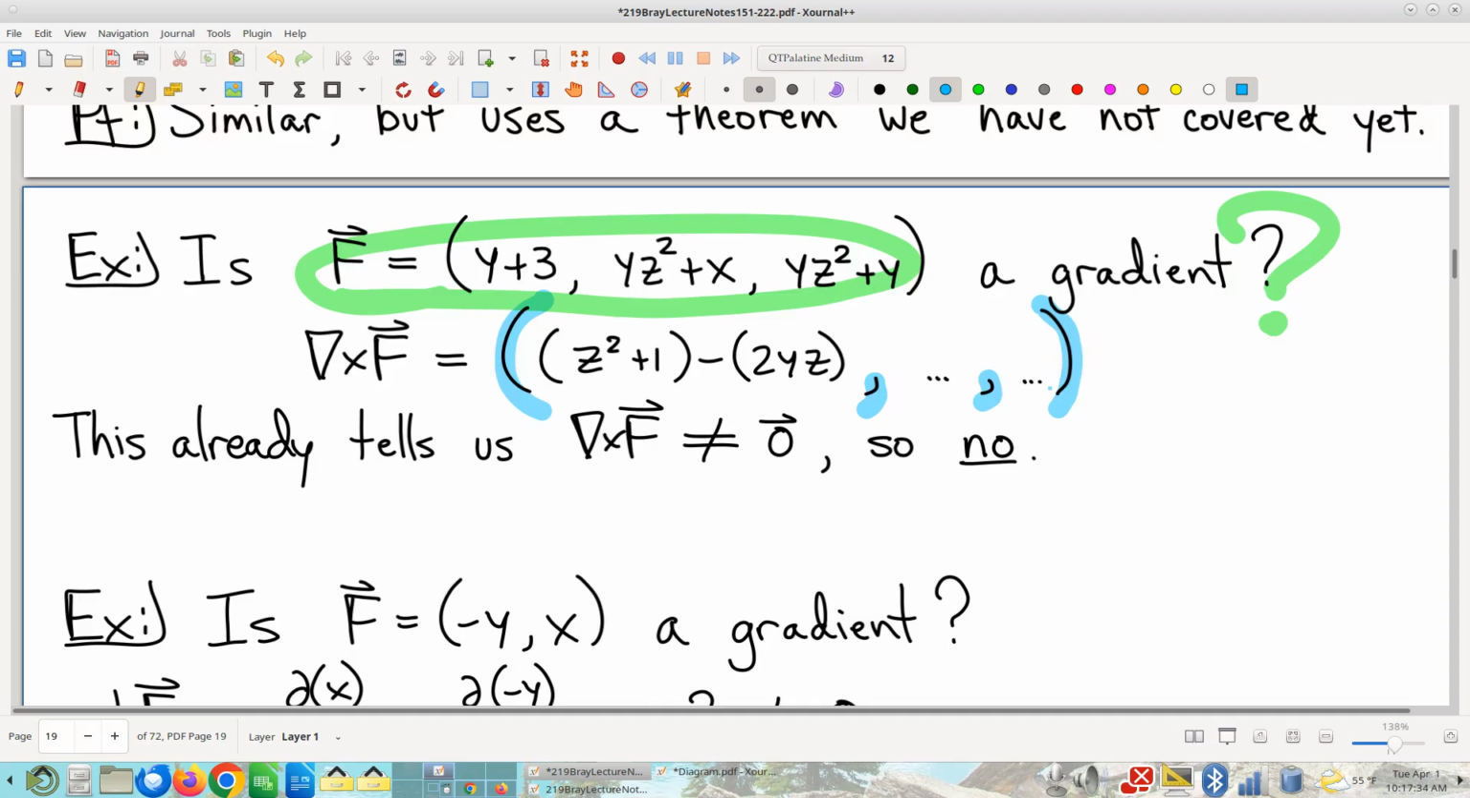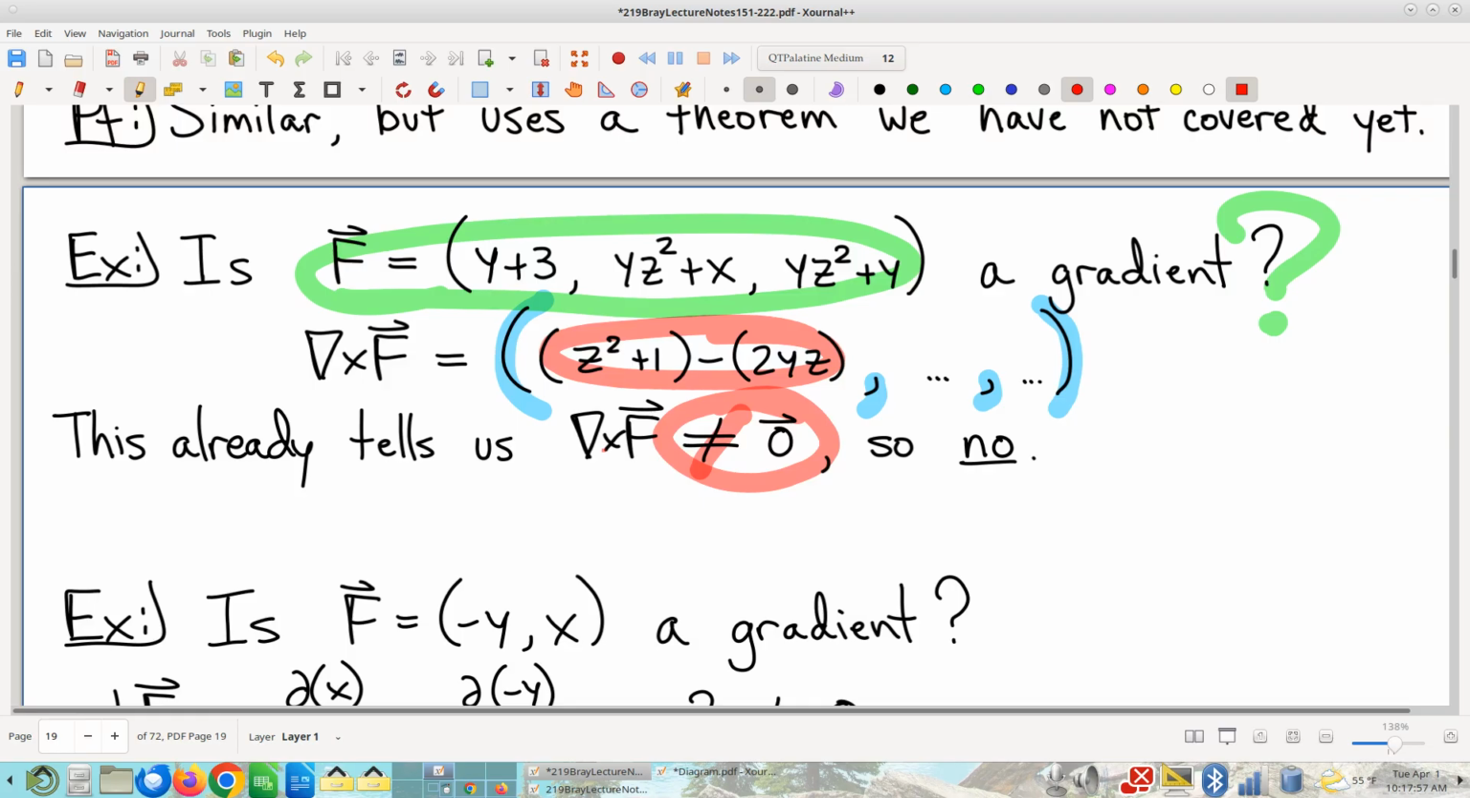And here's the cool thing about it. I don't even have to compute all three coordinates, because I compute the first coordinate, I see that that's not zero, and I instantly conclude, well, I've got one non-zero coordinate, couldn't possibly be all zeros, therefore I don't even need to compute the remainder. Does that make sense to everybody?